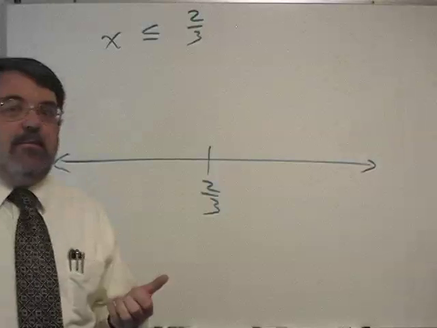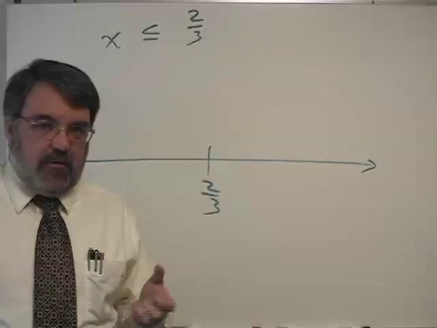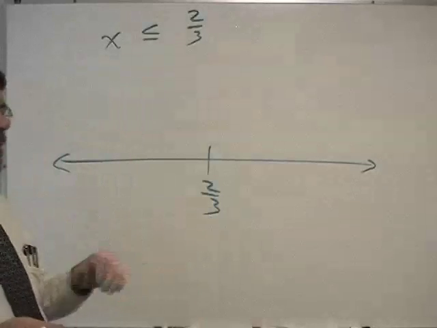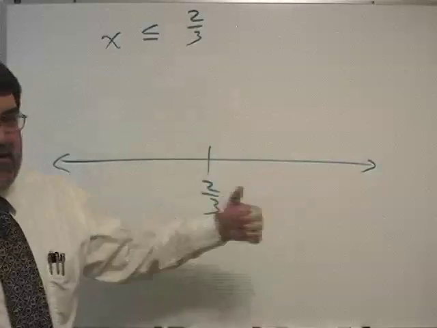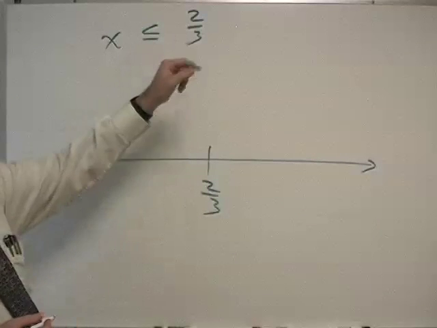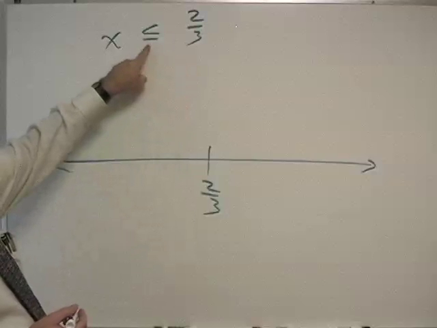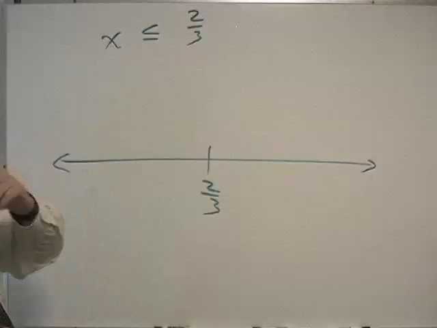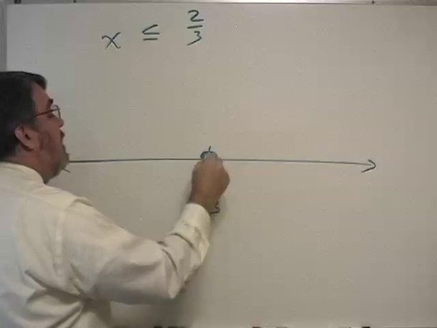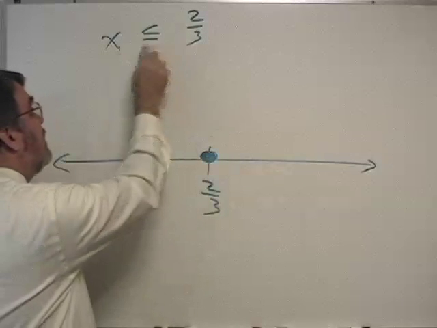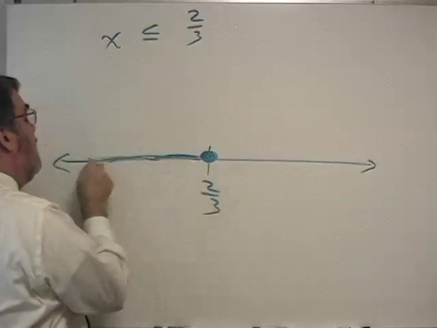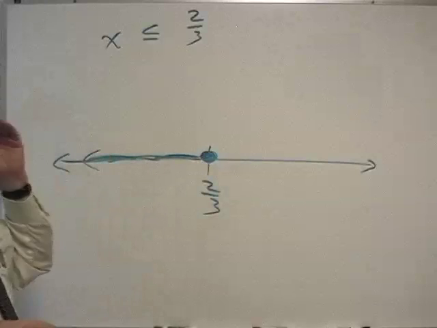Now we will encounter some of these in the next section where you will have two numbers on the number line, so you have to make sure the small one goes to the left, the larger one to the right. But here's 2/3, and do I use an open circle or a closed circle? Closed circle, because it says it's also equal to 2/3. So a closed circle, and I shade which direction? X's are less than 2/3, so all the numbers less than 2/3 are to the left of 2/3.